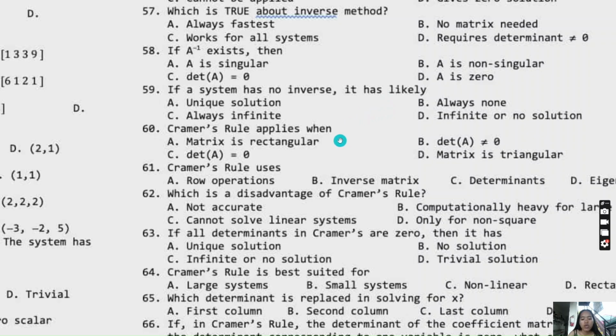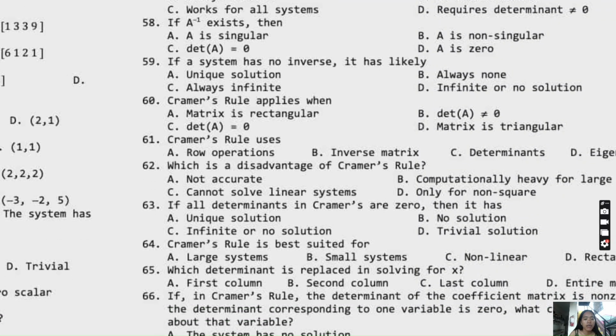The answer would be letter C, works for all... no, the answer is letter D. It requires the determinant to be not equal to 0. So in order for us to continue solving with the inverse method, we must get a determinant, and the determinant must not be equal to 0.